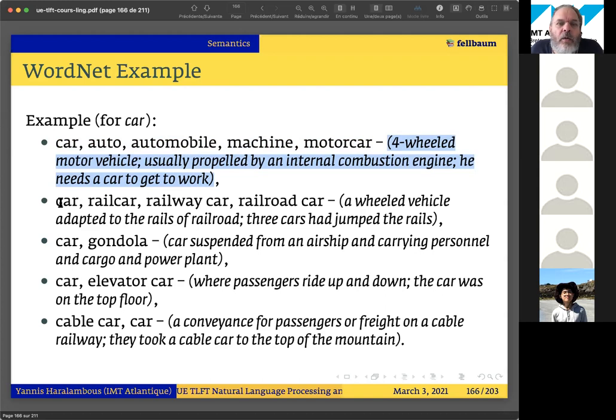But then a car can also be this, a rail car, railway car, railroad car. So here you immediately see that this is a wagon of a train or of a tramway. But it's also called a car. Even in French, it's voiture. So you grasp the different meanings of the word car by looking at the common meanings of these synonyms. And of course, you need at least two to be able to make a distinction.